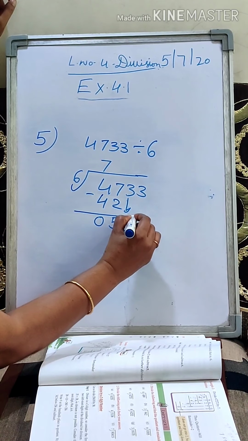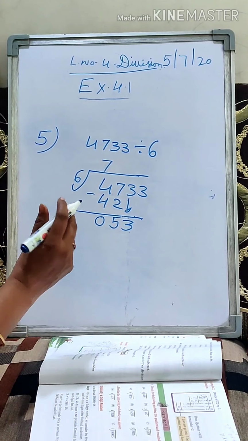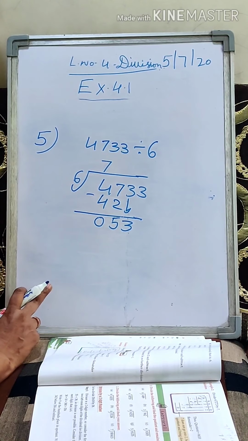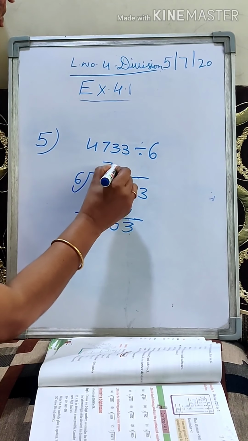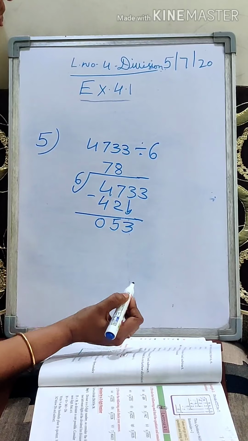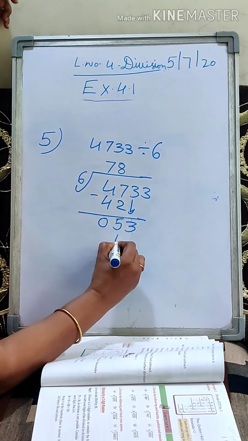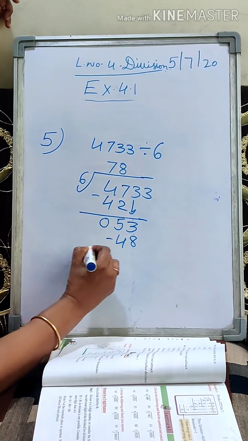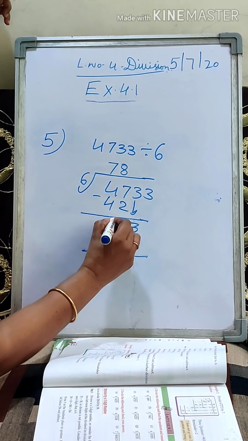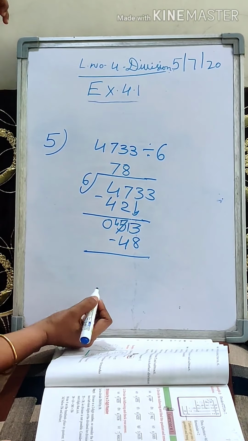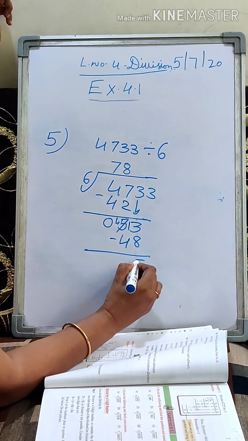Now it became 53. Again you see how many 6s are there in 53. We already know 6 sevens are 42. Then 6 eights are 48. We'll take 6 eights are 48. How many 6s are there in 53? 8. Write 48 below 53 and subtract it. Here 13 minus 8, we got 5.